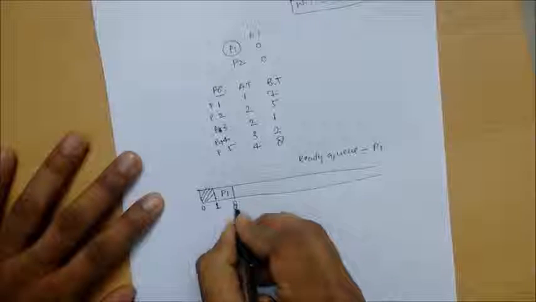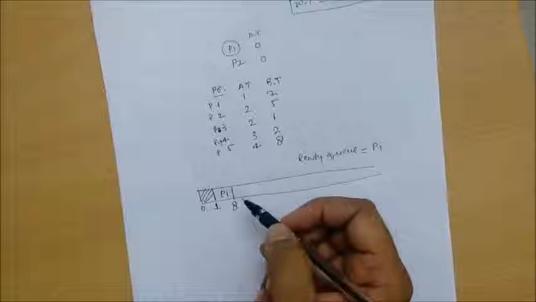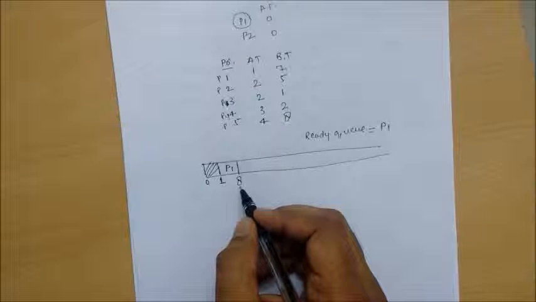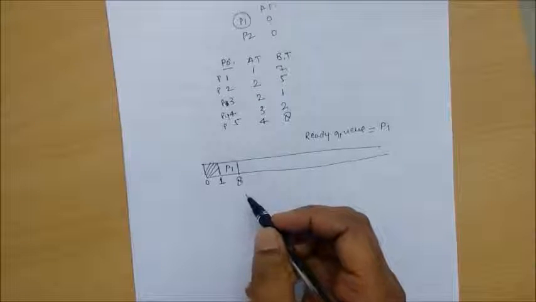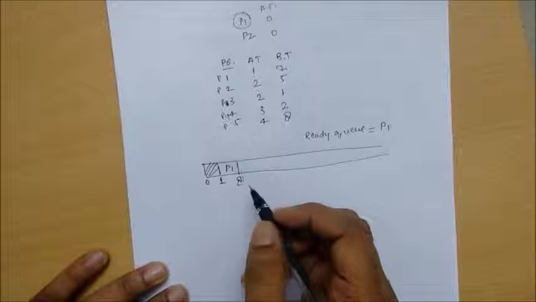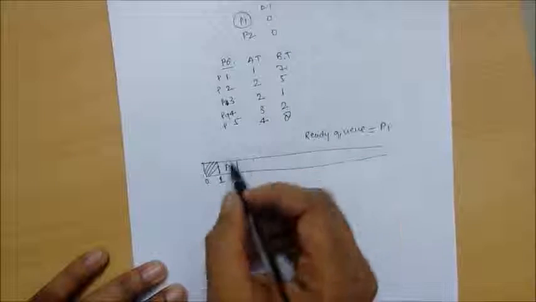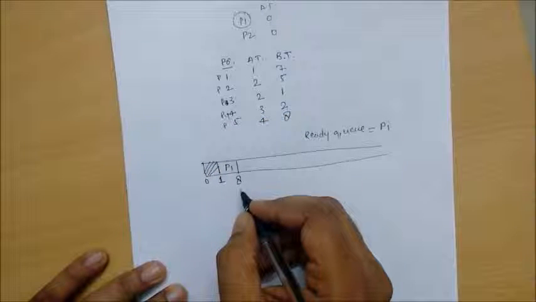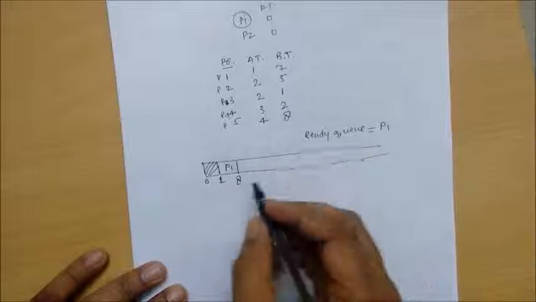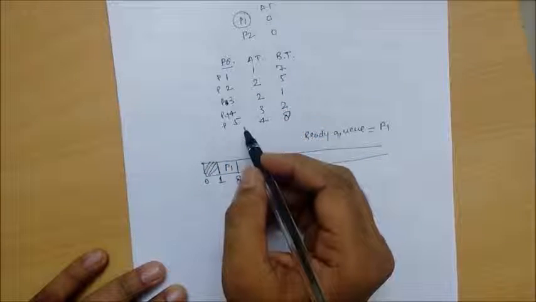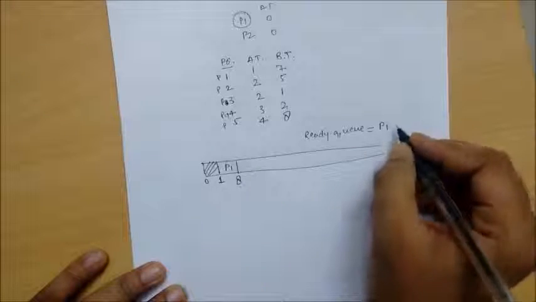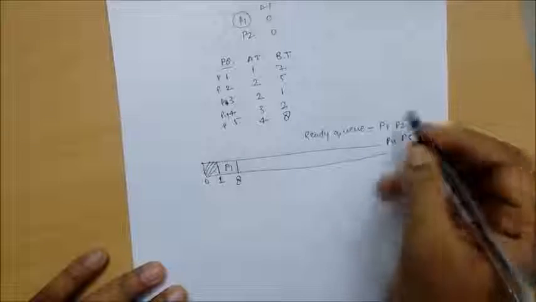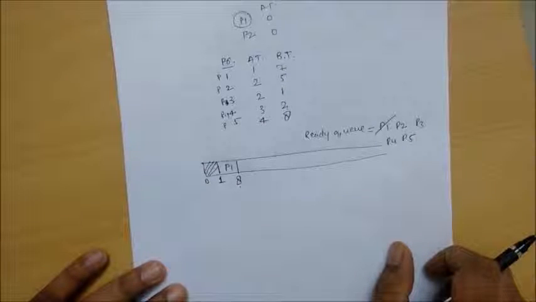So P1 completes its execution at 8 seconds. We are considering that time is given in seconds. So this is the completion time of process P1, 8. And till the time of 8, all the processes have come in ready state: P2, P3, P4, P5. P1 has completed its execution, so we will remove it.